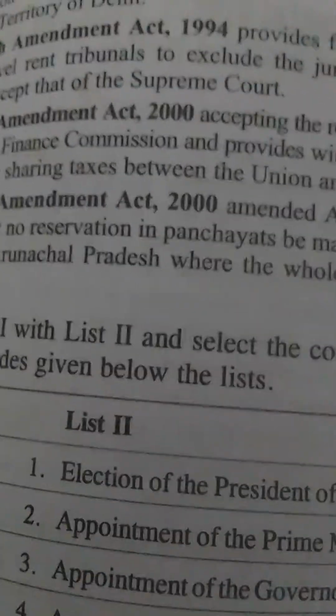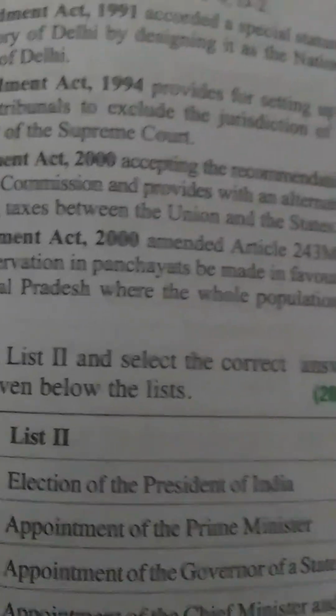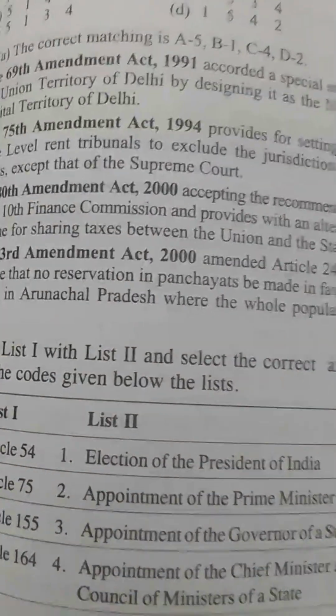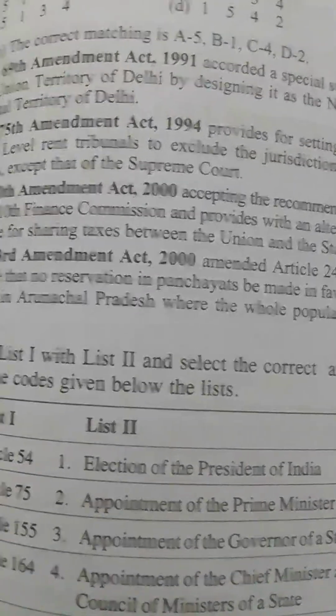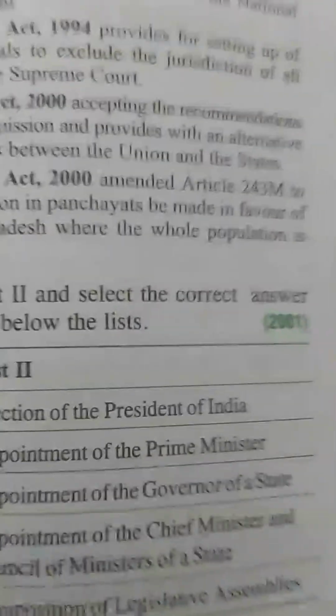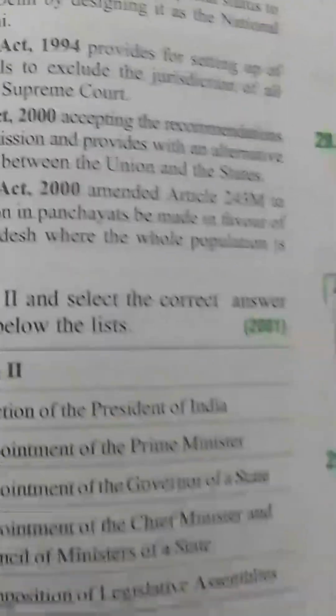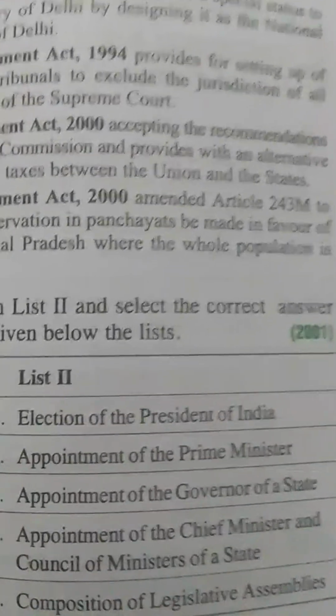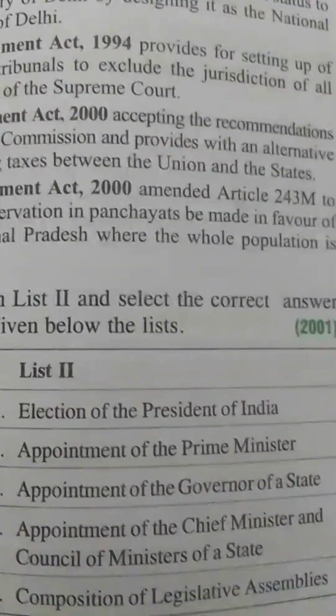69th Amendment of 1991: Delhi, a union territory, accorded special status by designating it as the National Capital Territory. 75th Amendment Act: setting up state-level rent tribunals to exclude the jurisdiction of all courts except the Supreme Court.